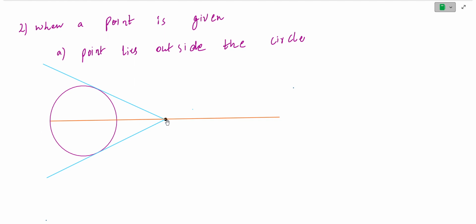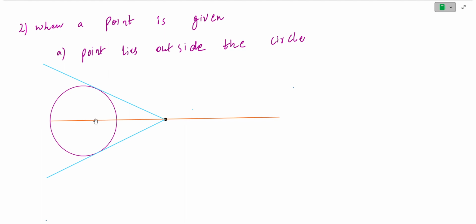Whenever the point lies outside the circle, a tangent is possible, so we are going to find the equation of the tangent. Whenever the point is given on the circle, we are going to discuss whether the tangent is possible, and if it is possible, what is the equation of the tangent. After that, if the point is given inside the circle, we are going to discuss whether the tangent is possible or not, and if it is possible, we are going to find the equation of the tangent.